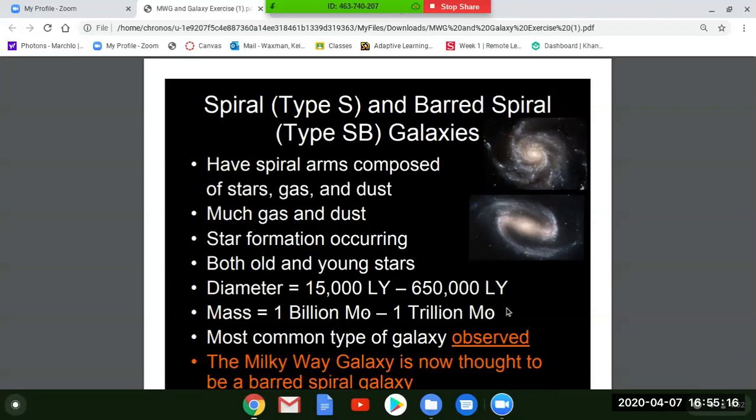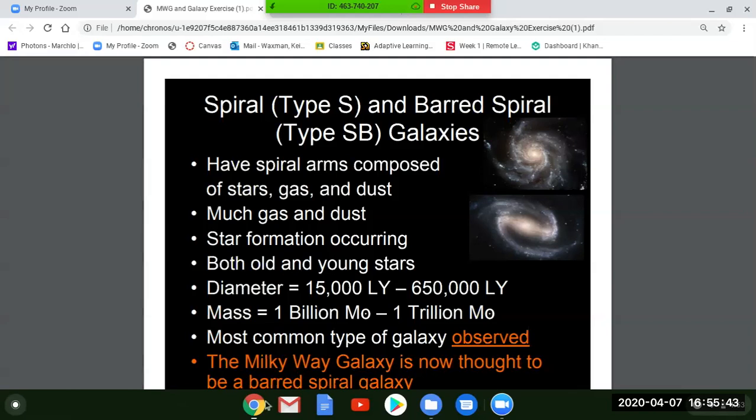So here's something that's good to know. It's the most common type of galaxy observed. It may not be the most common type, but why would it be the most common type observed? Because it's bright. It has very luminous stars in it. And they're also pretty big for the most part, these spiral galaxies, compared to dwarf ellipticals. So they're made of bright, luminous stars, and they're bigger. So you can see them from farther away.